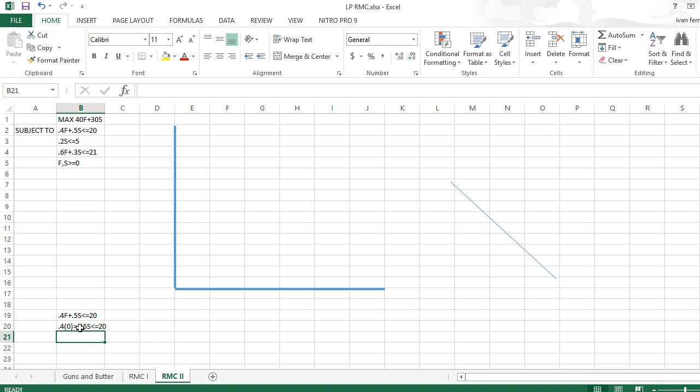Okay, 0.4 times 0, that's 0. I'm doing it very slowly with a lot of steps so you can see. Clearly, I don't do it that way; I do it for myself. So 0.5s less or equal to 20.